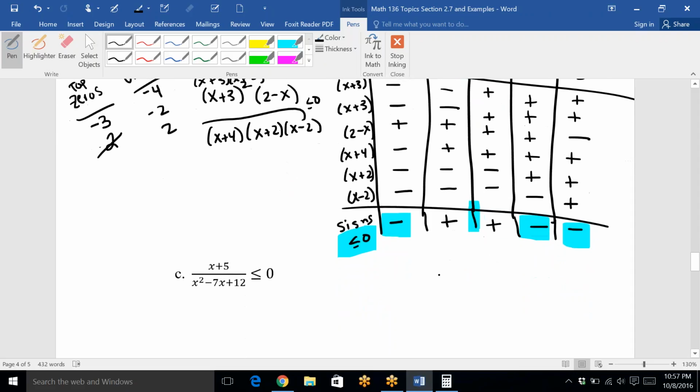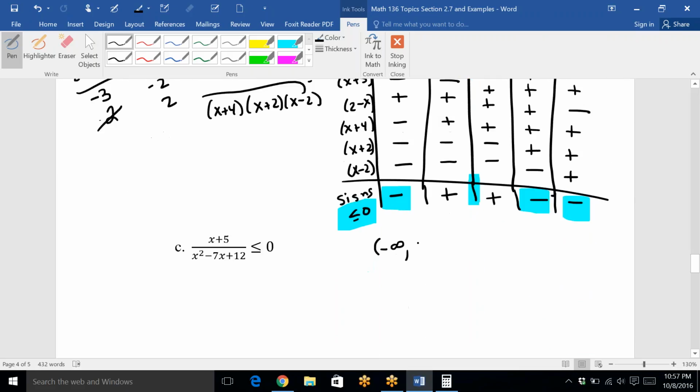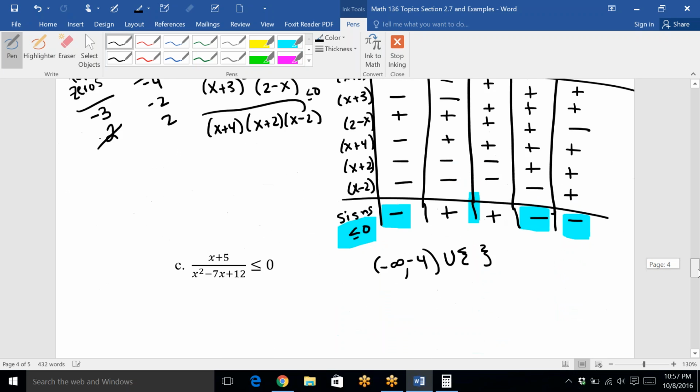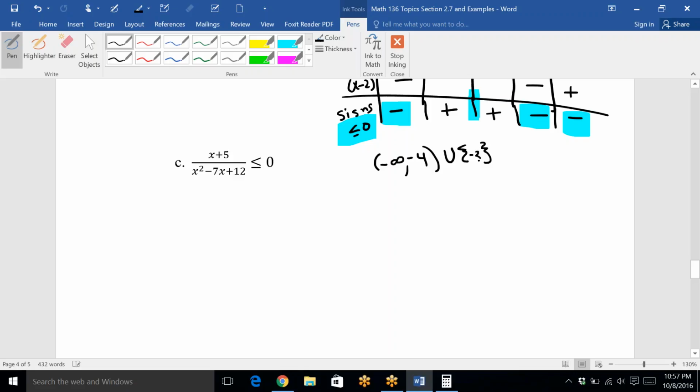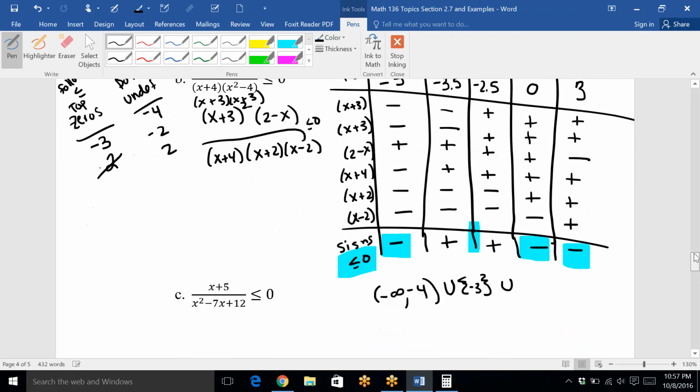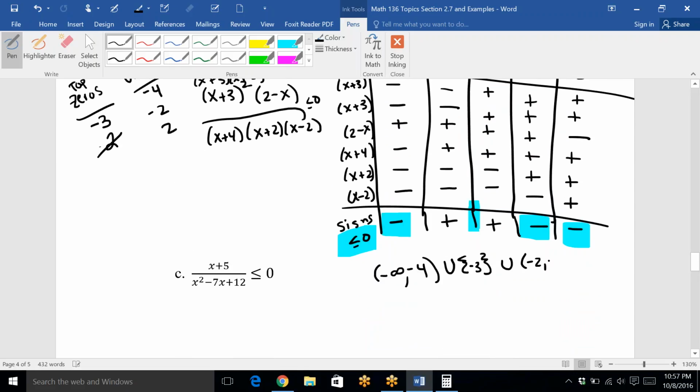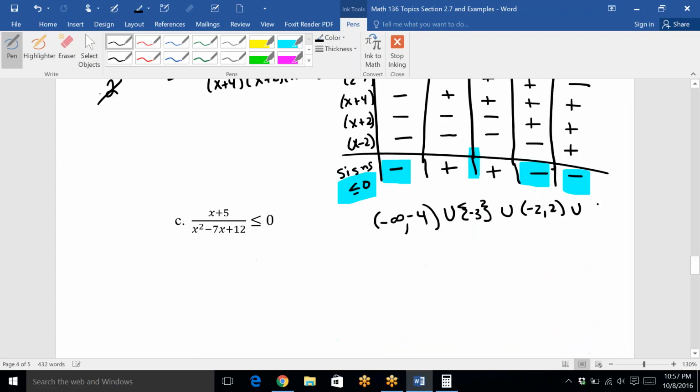So how would we write this? So this one was -infinity to, I believe that was -4 with a parentheses, union with, if you have a singular value, you write it in a little set brace, which is two little squigglies, and you just write the single number, which was -3. Union with, up here, this is the interval -2 to 2, and union with the interval 2 to infinity.